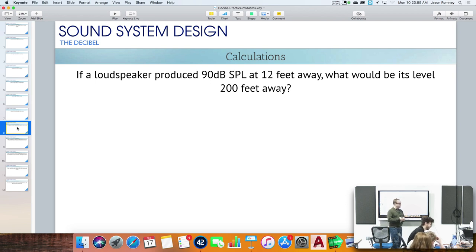This one looks more complicated than it is, but let's give it a shot. So you've got a loudspeaker. It is producing 90 dB SPL at 12 feet away. If that's the case, what would its level be at 200 feet away? Well, this is just straight up inverse square law. There's nothing more complicated than that. And inverse square law is what in math? I'm just looking for dB loss over distance here is all I'm looking for.